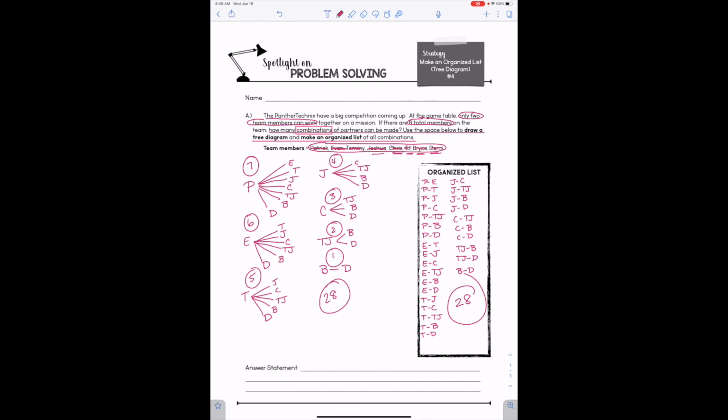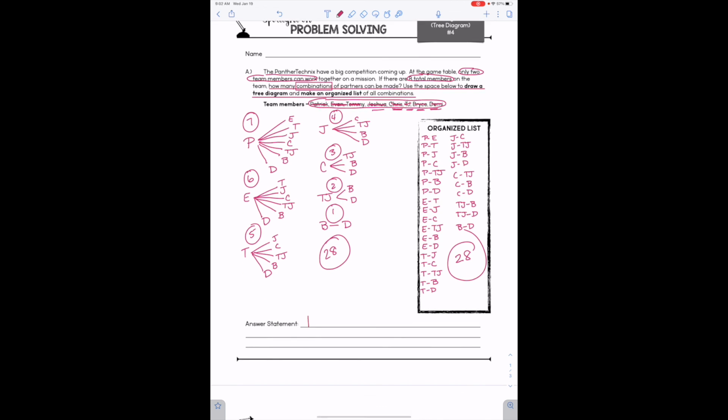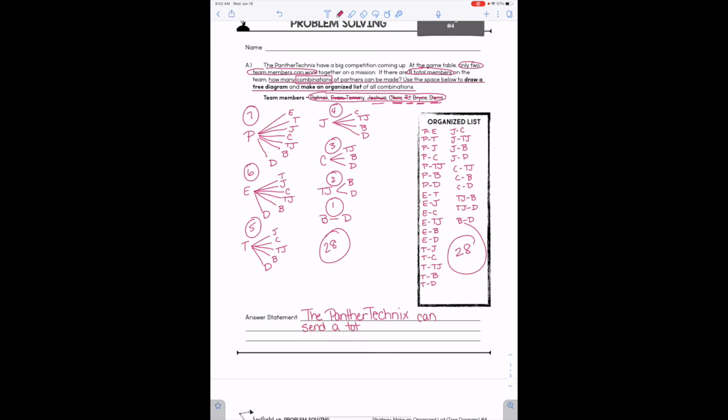So then I'm going to go and write my answer statement. The Panther Technics can send a total of 28 combinations of 2 team members to the table.